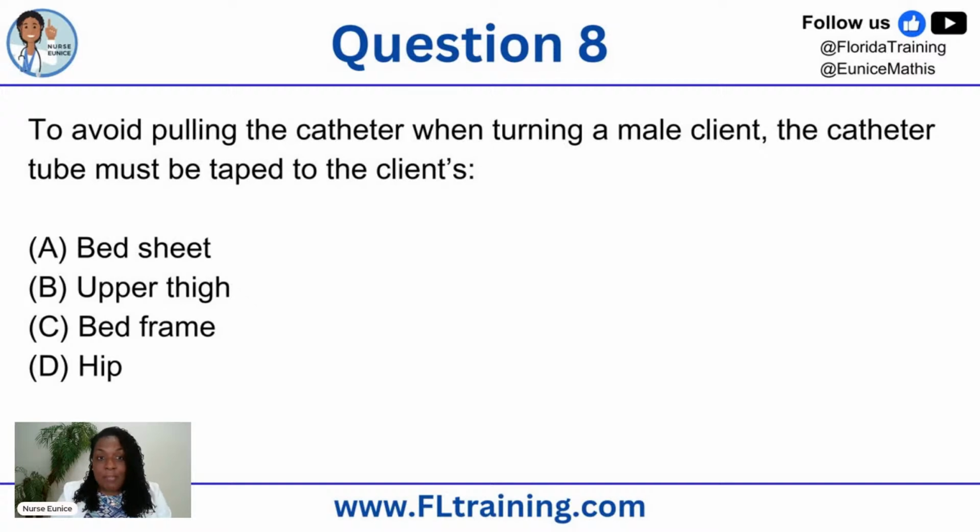So to avoid pulling a catheter when turning a male client, the catheter must be taped to the client's A, bed sheet, B, upper thigh, C, bed frame, or D, hip. Where do you tape the catheter? And now they have securing devices. So you can either use a securing device like a StatLock, or you can use tape. And where do you tape it?